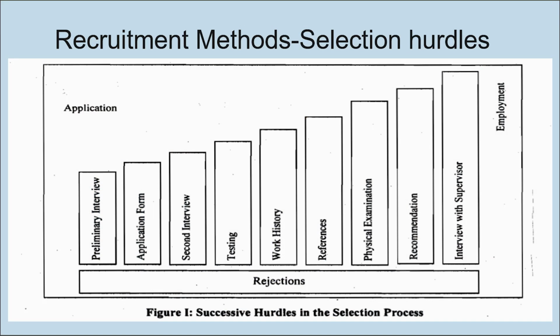Have a look at this whole graph on application to employment. See the rejections. At every stage there's a rejection: at the preliminary interview, the application form, the second interview, testing, work history, references. Anyone who gets a job on the right hand side has to make sure they're not rejected at any of those points, and when they're not rejected at any of them, we are very close to the desirable candidate that we really need. So these are also called selection hurdles. Now, we'll go through this process a little bit more in detail.